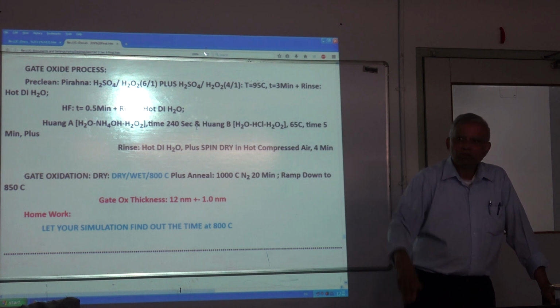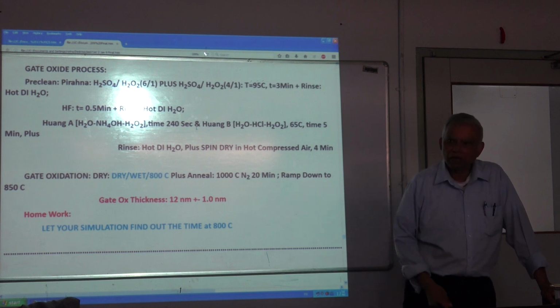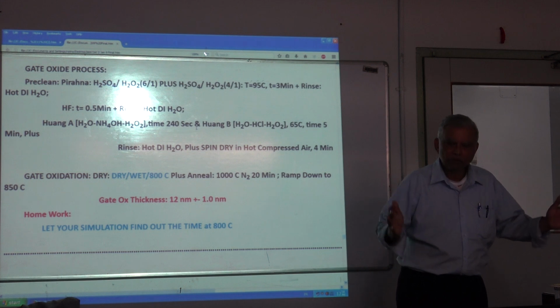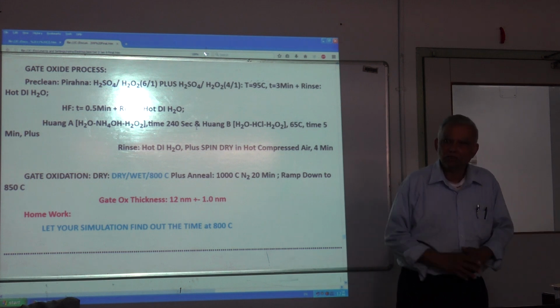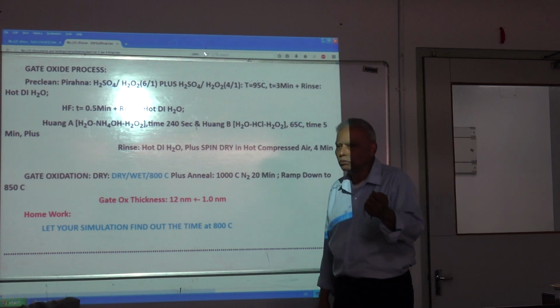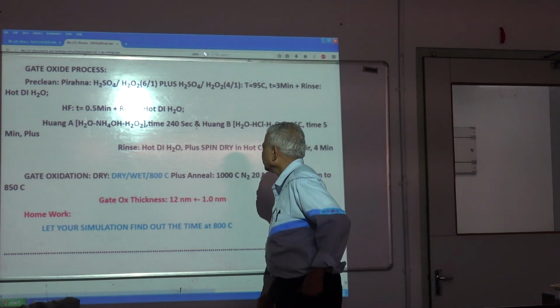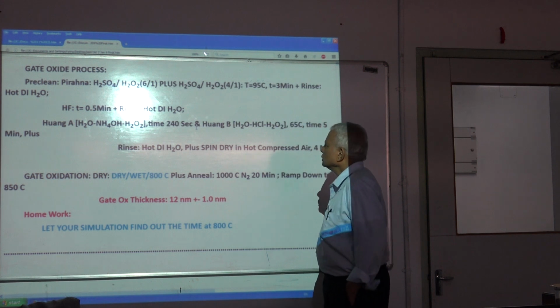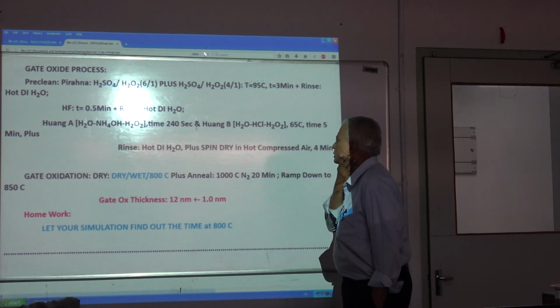These are not just baths where you put the wafer inside and lift it up. There is a very specified time of ultrasonic agitation, so that it dislodges any possible minute particles from the surface. So all this cleaning is done ultrasonically.